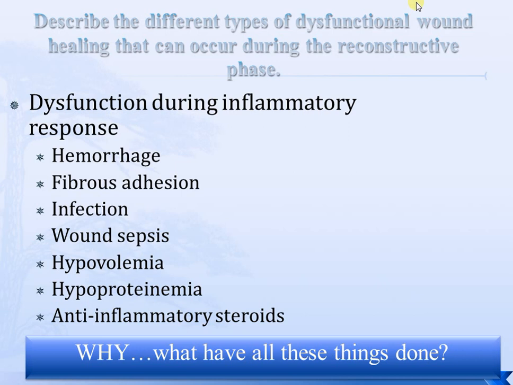And then this last one, anti-inflammatory steroids, like cortisol. If somebody has a big gaping wound, why would it be bad for them to take cortisol? What's it do to their immune system? It suppresses your immune system, which increases the risk of infection. And I think you kind of saw all these increase the risk of infection. And I have a couple pictures of some of them.